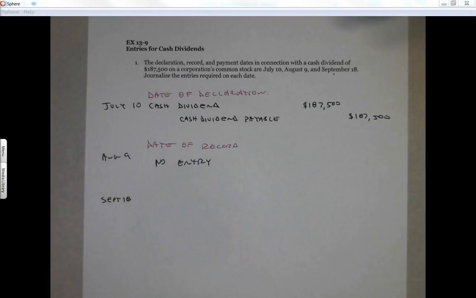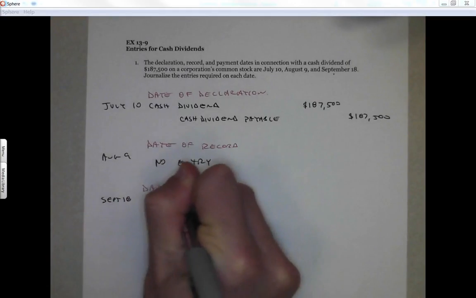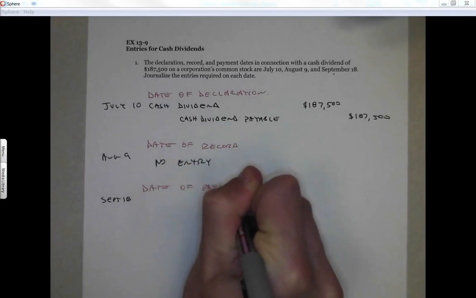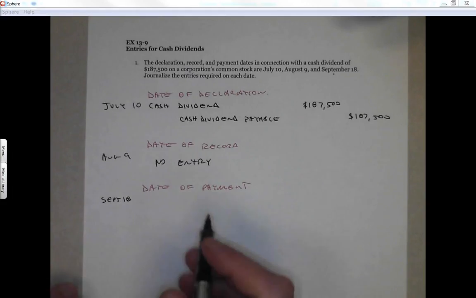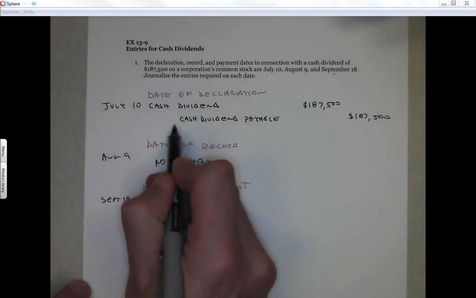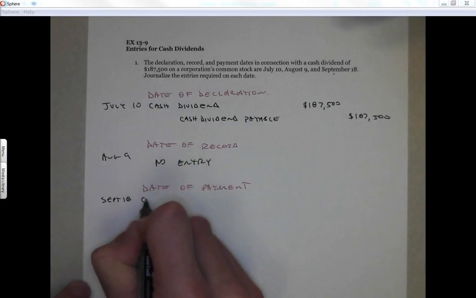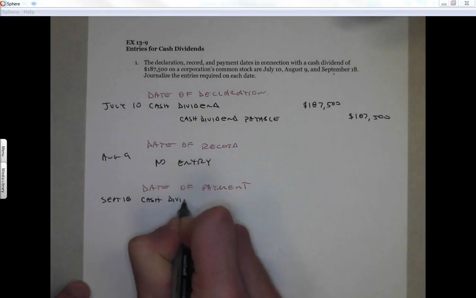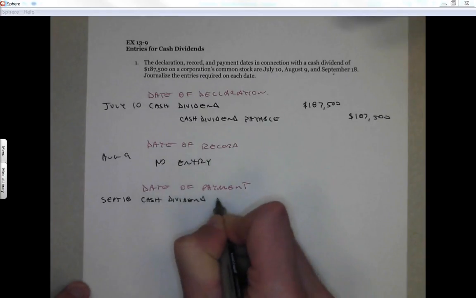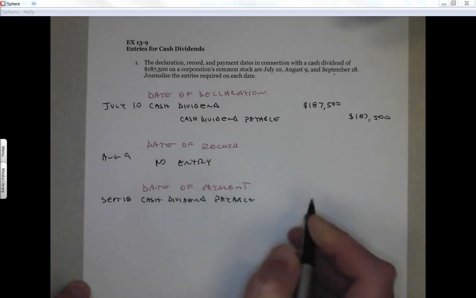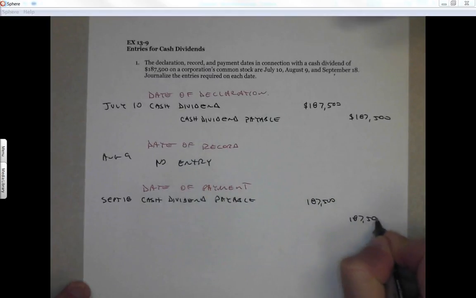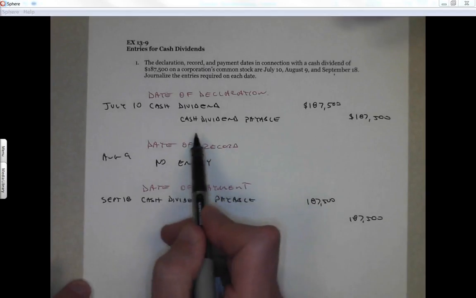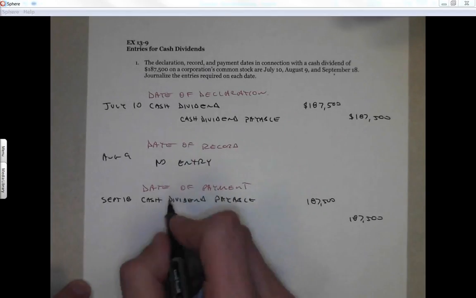So, all right, in the last thing, September 18th, and this is our date of payment. So at this point, they're going to write a check, and so for writing a check, cash should be credited. So we're going to remove this cash dividends payable now. It has a credit balance. We're going to debit it for $187,500. So this is going to have a zero balance now. And we're going to pay it with just cash.